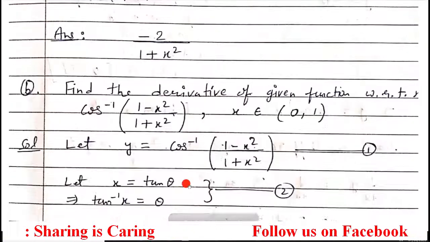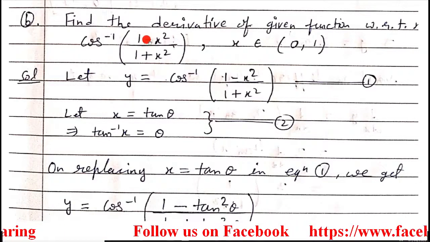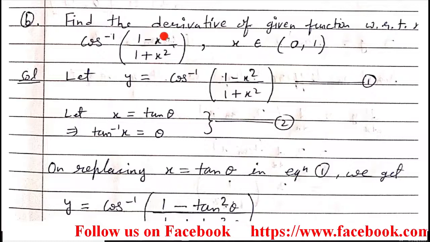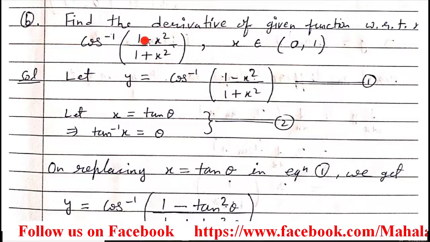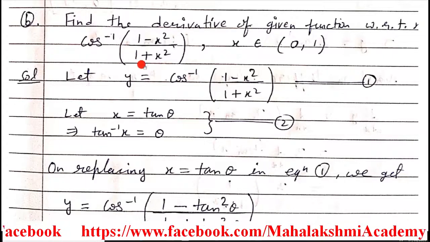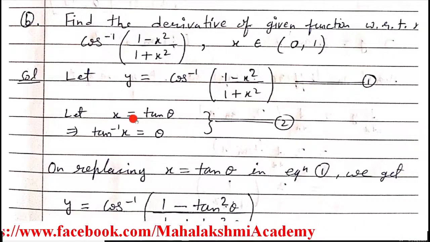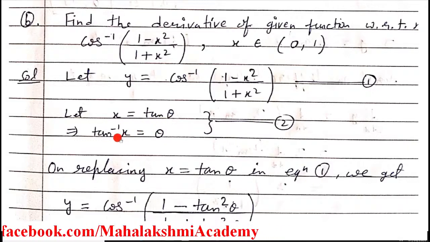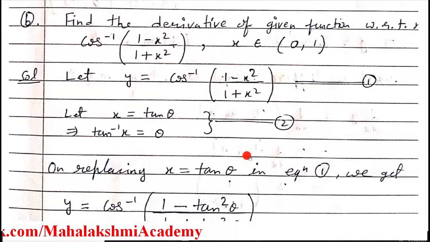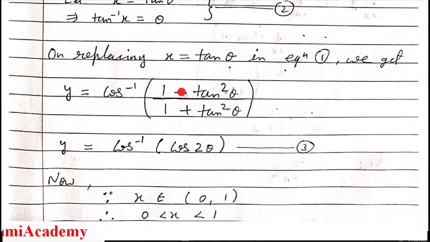Now the B part of the same question, that is question number 2. Here again we know that if we substitute tan theta, it is going to become in the form of cos 2 theta. So first we will assume the given function as y, that is the first equation. Now for substitution we will assume x as tan theta, that will give us tan inverse x is equal to theta. Now in the question, instead of x we replace it by tan theta. Now it is the formula of cos 2 theta.